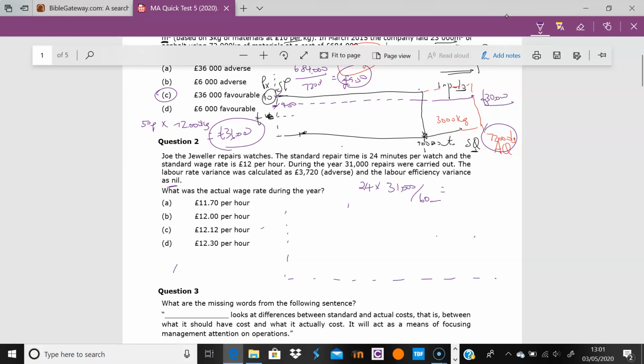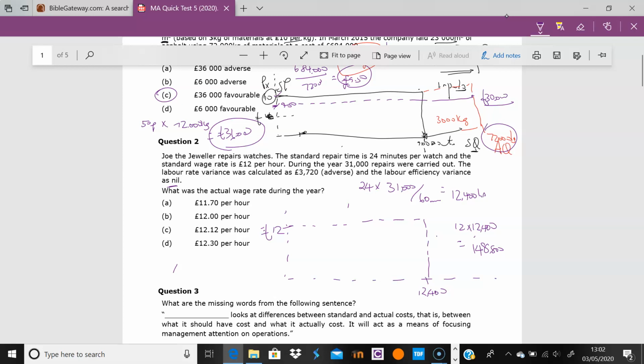And I get 12,400 hours. So here I have 12,400 hours. That's the amount of time you should have spent making 31,000 watches, and you should have spent, it says here, £12 an hour. So this is what your situation should look like here: £12 an hour times that. So £12 an hour times 12,400 is the amount of money you should have spent on making these watches, which was 148,800.